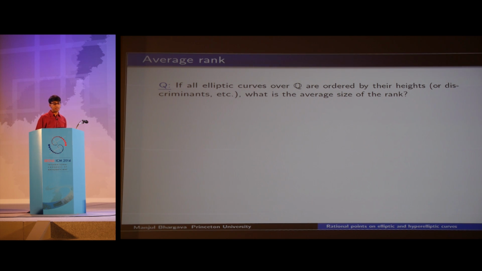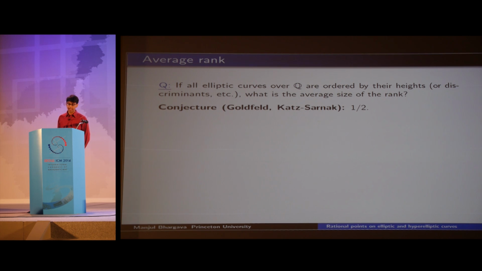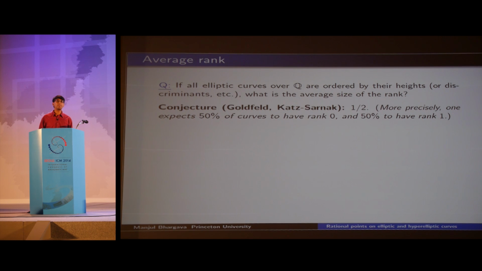So the question is, if all elliptic curves over Q are ordered by their heights, what is the average size of the rank, that invariant R that we defined? Well, what's now become the standard conjecture, which is due to Goldfeld and Katz and Sarnak, is that this average rank should be 1/2. And in fact, more precisely, one expects 50% of all elliptic curves to have rank 0, and thus finitely many rational solutions, and 50% to have rank 1, and thus infinitely many rational solutions. So the expectation is that finite and infinite happen exactly half and half.